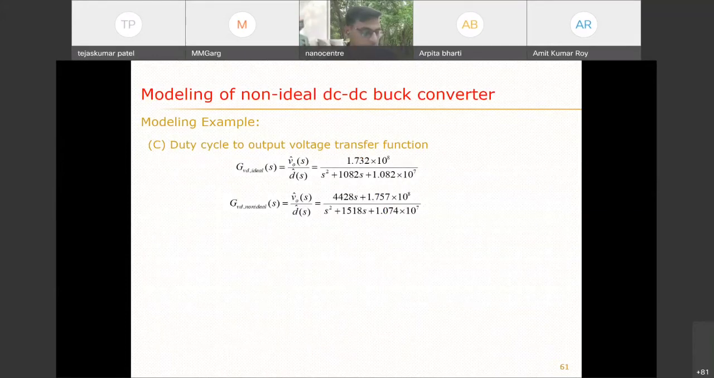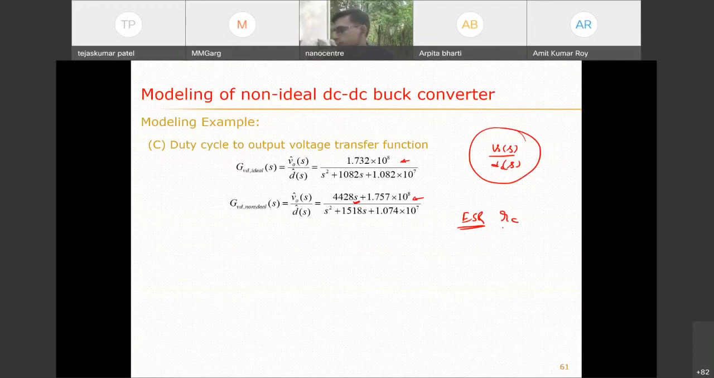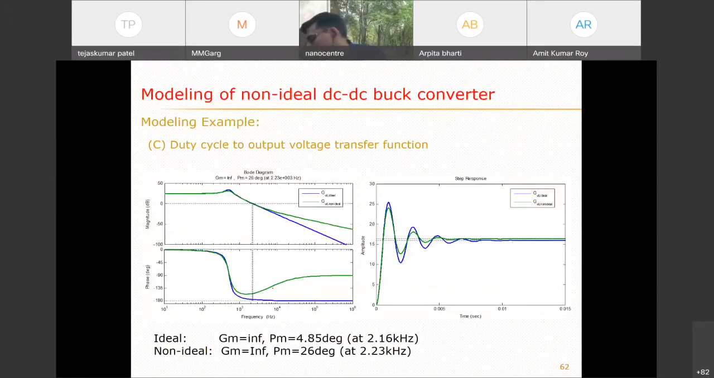So when we plot their step response and Bode diagram, we will see that both their frequency response and time response are different in the ideal case and the non-ideal case. So let's say in the ideal case the phase margin is 34 degree, but in the non-ideal case the phase margin is 55.4 degree. Similarly, this is the output voltage to duty cycle transfer function.